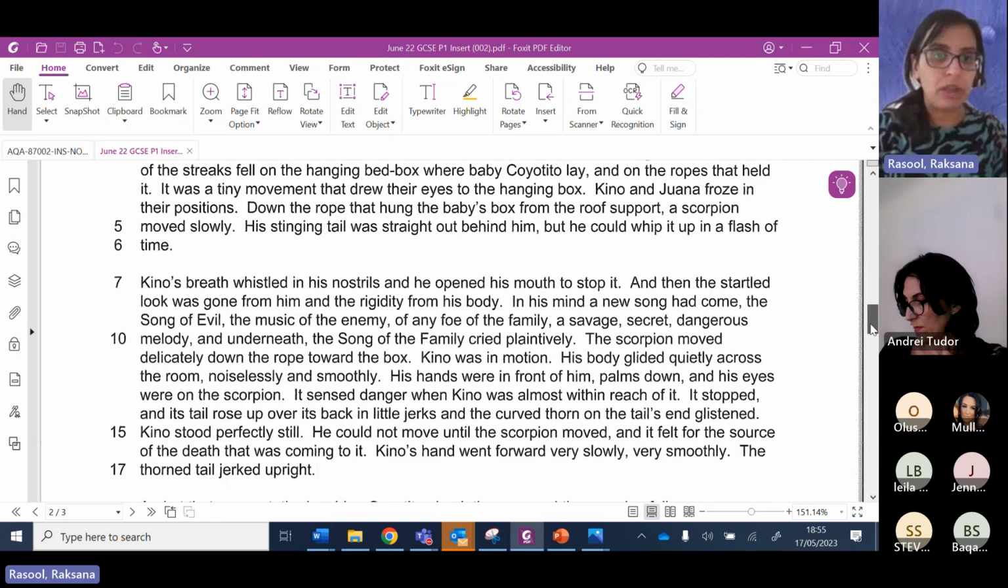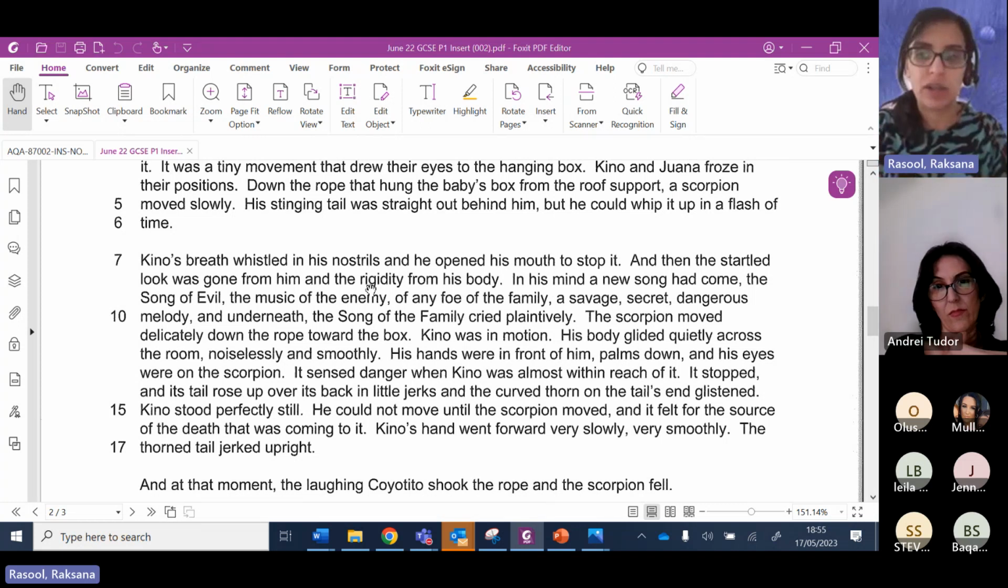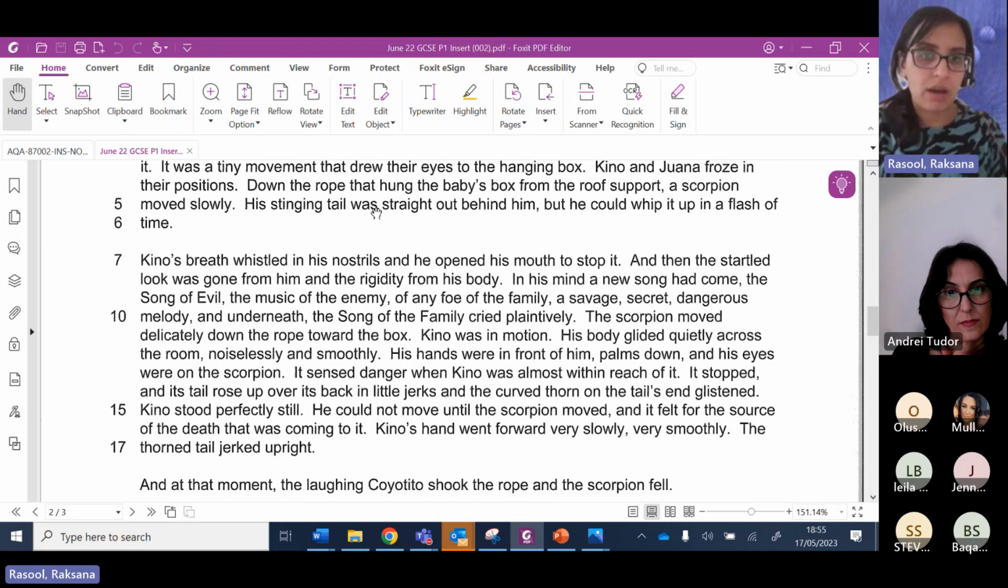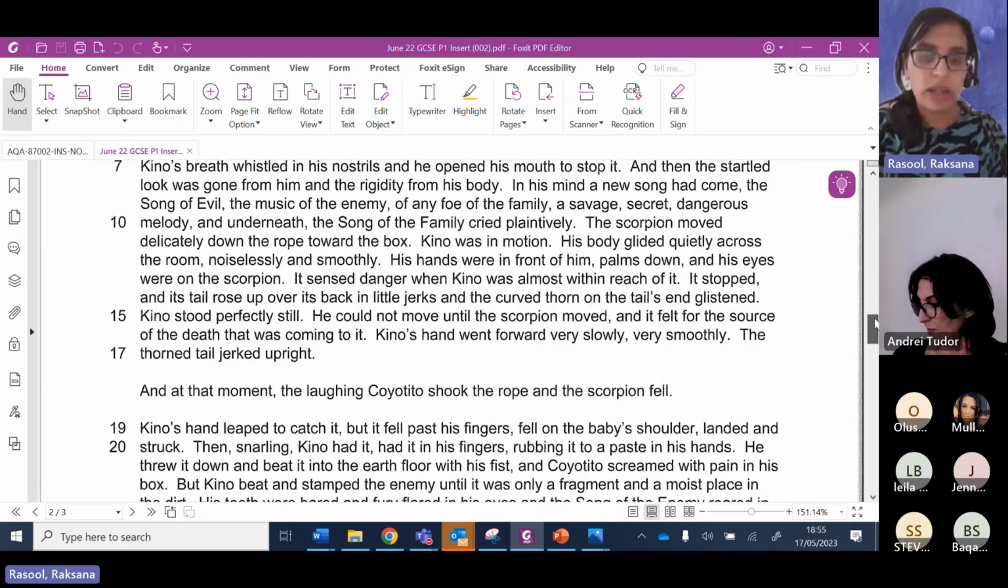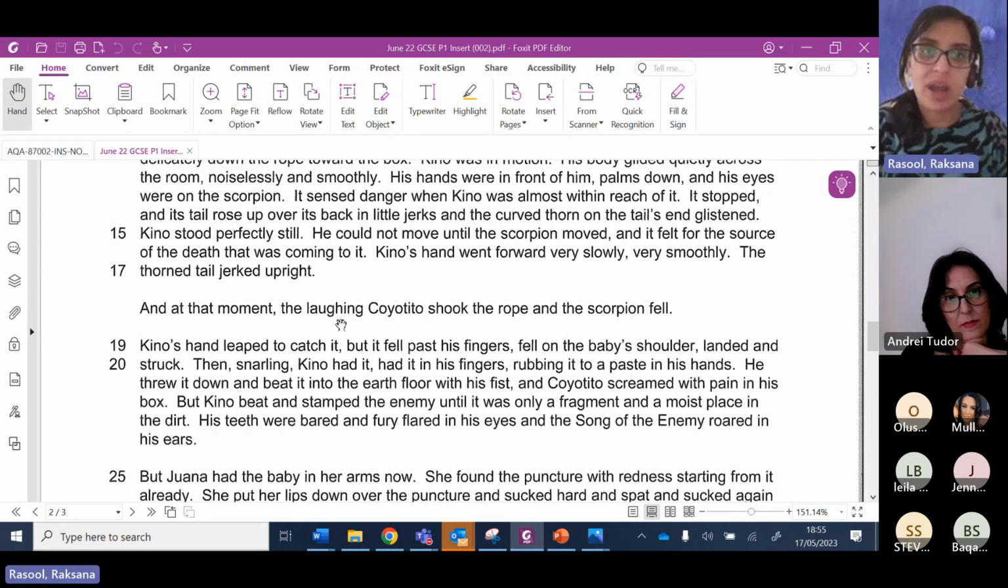Then we get our build-up where the Scorpion is trying to get the baby. Not get the baby, it's just doing what's natural. Then we have our opening, our build-up, which is in quite emotive language there. Then we get our climax, which is where the baby laughed.